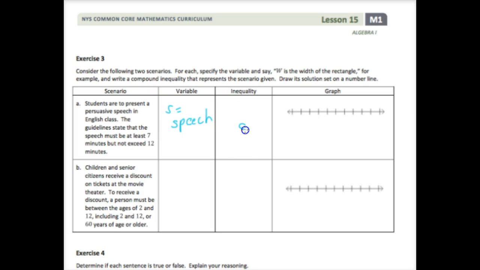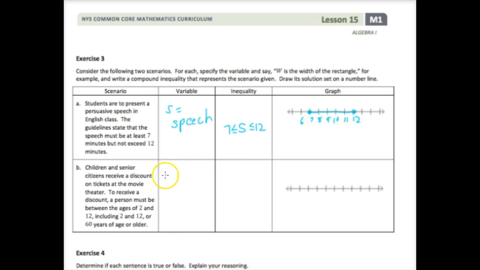So we know the speech is S. It must be at least, that means it could include 7, and that it can't be more than 12. So fairly simply, let's see, 6, 7, 8, 9, 10, 11, 12. And a little solid dot here, slide on up and get to 12. There we go. There's our speech.